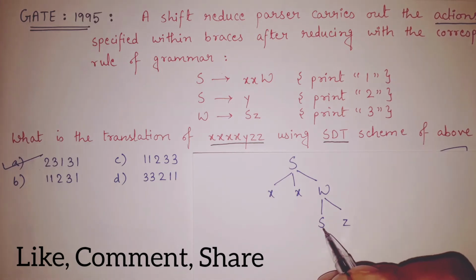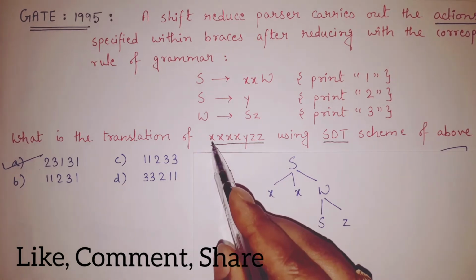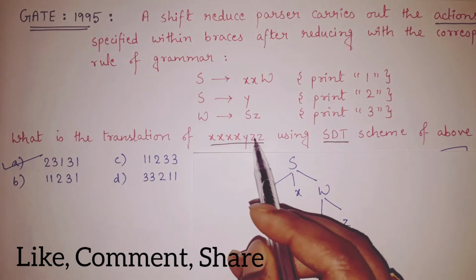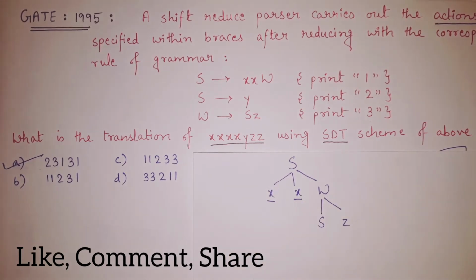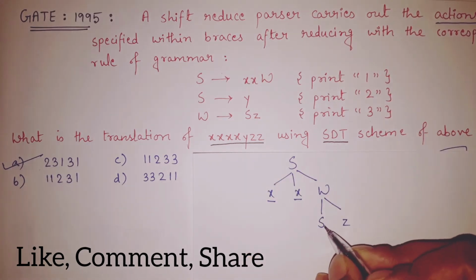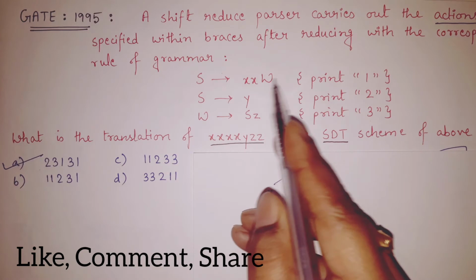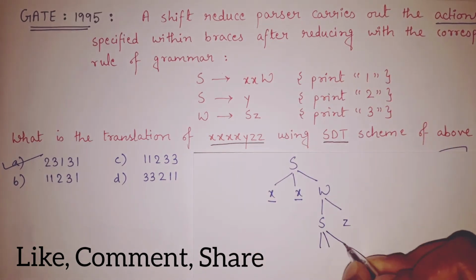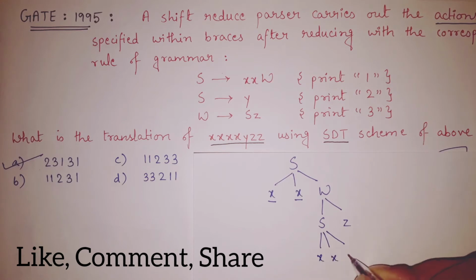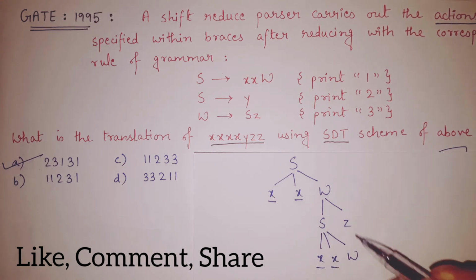Again here S is there. And see, what we want is 4x, 1y, 2z. So already we got 2x. Now I want 2 more x. So I can expand this S again as XXW, because I want 2 more x. So XXW. Fine. So now I have got XXXX, 4x. Now Z is also terminal. All these x are also terminal.